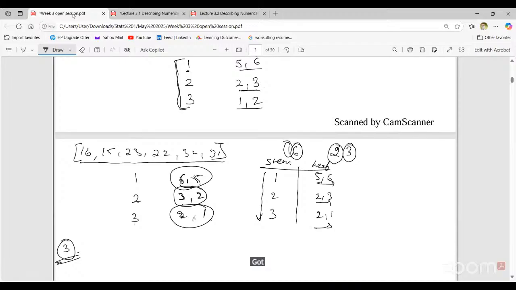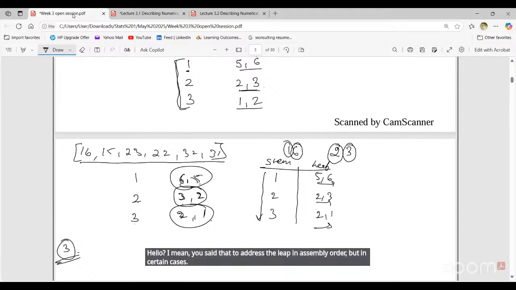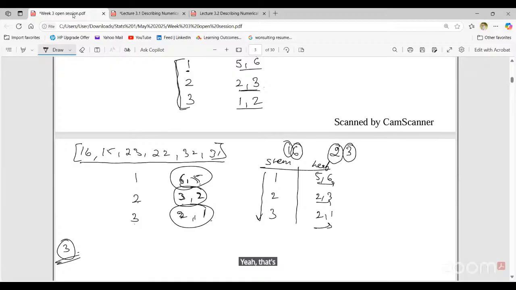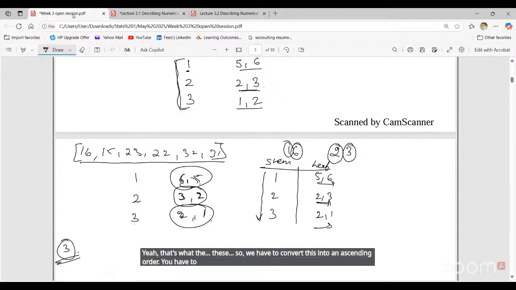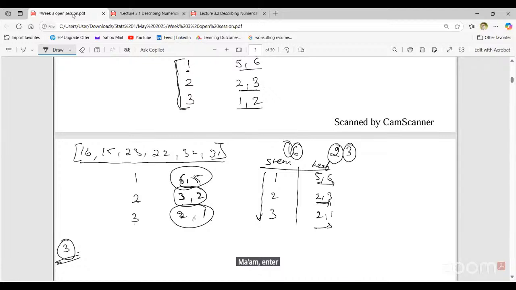Ma'am, you said to arrange the leaf in ascending order, but in certain cases they are not in ascending order. Suppose the previous case, 3, 2, they are not in ascending order. Yes, so we have to convert this into ascending order. You have to represent them in ascending order. Ma'am, and for 3, you are writing 2, 1. Sorry, it would be 1, 2.